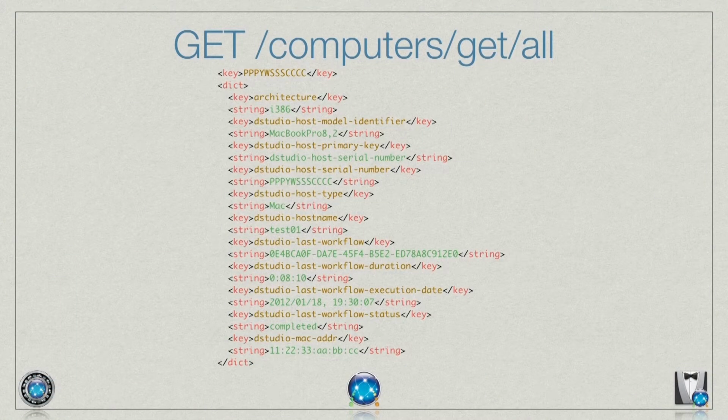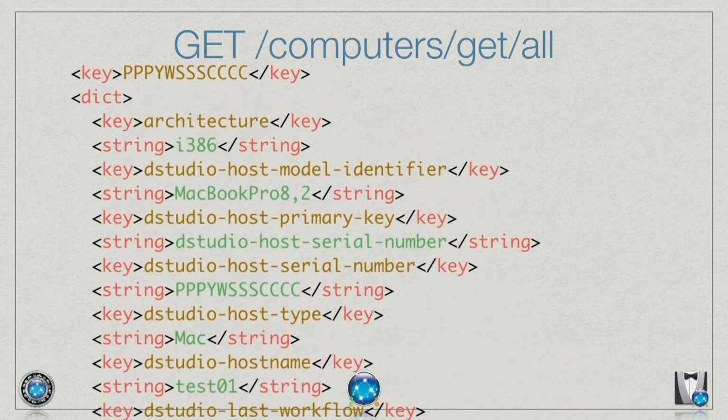This is an example of the output that you would get from get computers all. This is just one computer in the database. You'll notice that the key for this item in the plist here is actually the same as your serial number. That is important, because most people these days are using serial number as the primary identifier for their DeployStudio environment because of the wonderful Thunderbolt to Ethernet or USB to Ethernet dongles. Using serial number helps you be able to reuse those dongles.